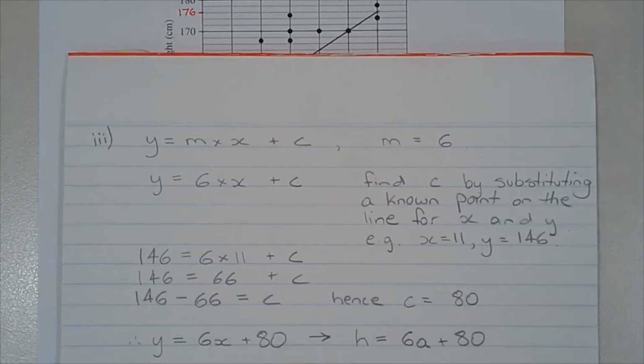But to answer the question fully, we need to use the correct pronumerals. Y represents the height h, and x represents the age a. So h equals 6a plus 80.